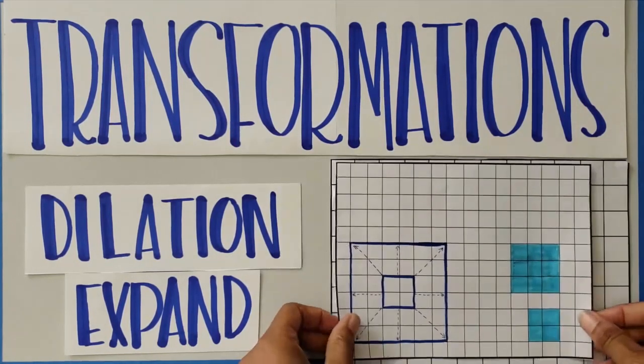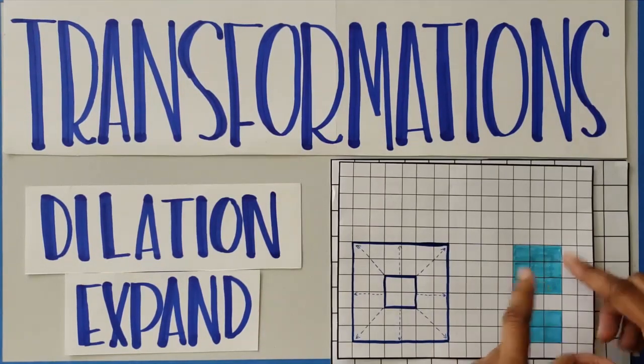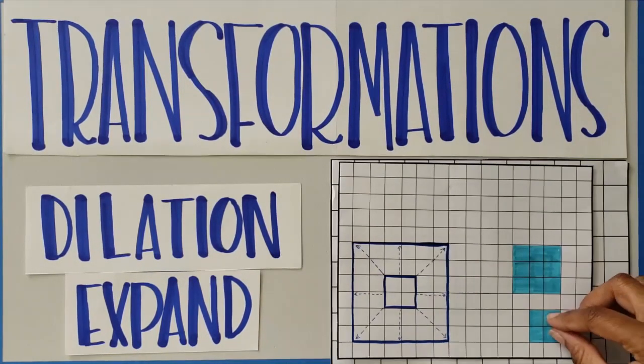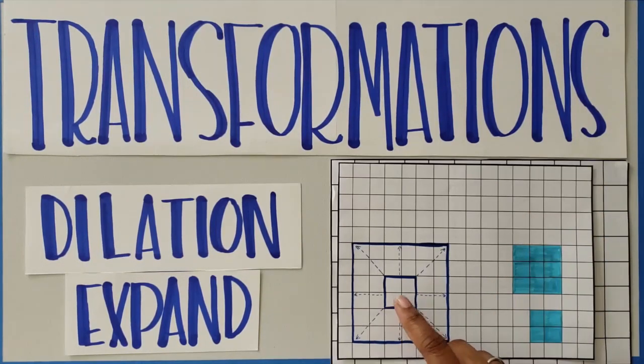Here are a couple of examples. I started here with a solid square and I expanded it to make it larger. Smaller square, expanded it to a larger one. For this example, it's not a solid or filled in shape. It's just a line or a drawing of a square.